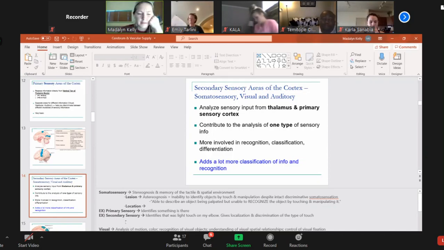So I have some examples of primary versus secondary. I can't remember where I got these from. They might just be me and they might be wrong, but I feel like they are kind of good. Primary sensory, what we were talking about before, it identifies something is there. Secondary sensory identifies that was a light touch on my elbow.